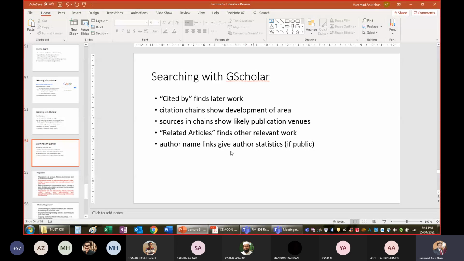Author names and links are also very important to use. If you know a person who is working on a similar problem, you can use his name to find papers on the problem which you are trying to solve.